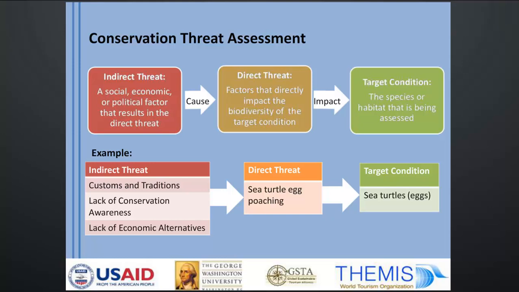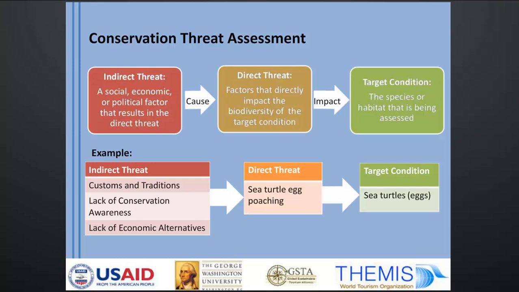And finally, a lack of local alternatives. Often we find that communities simply don't have anything else to do to feed their families and put food on their table than to engage in resource extraction. So these all present indirect, underlying, human-based causes for the direct threat.